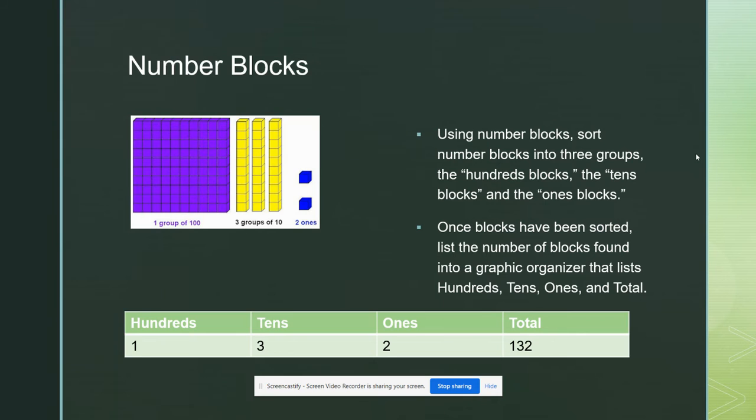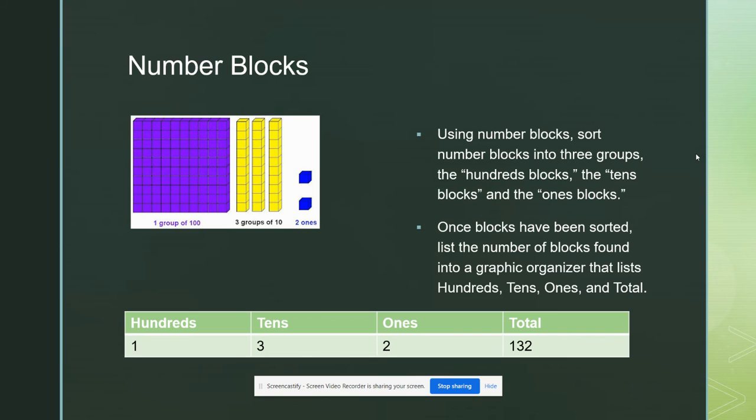So in this strategy, we're going to grab a random number of blocks of hundreds, a random number of blocks of tens, and a random number of blocks of ones between 0 and 9. And what the student is going to do is sort those different groupings into their own groups. So we have a group of hundreds, a group of the tens blocks, and a group of the ones blocks.